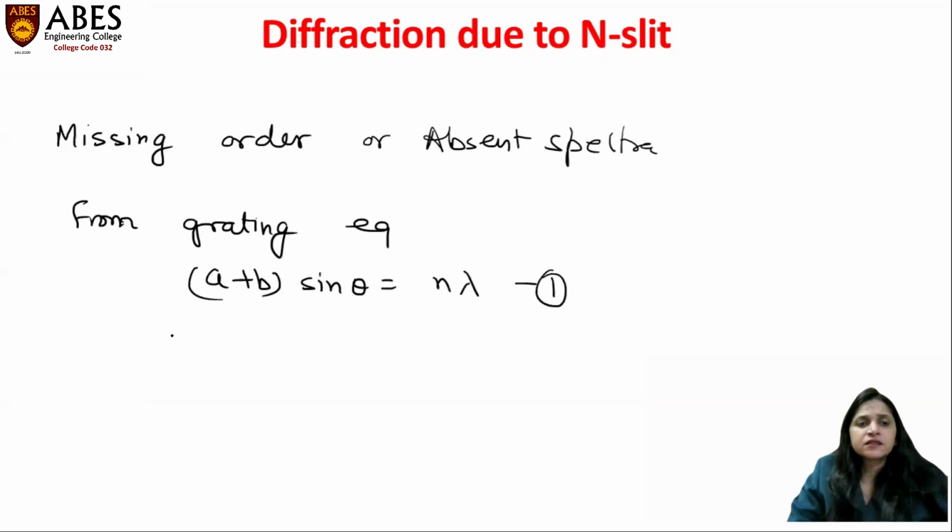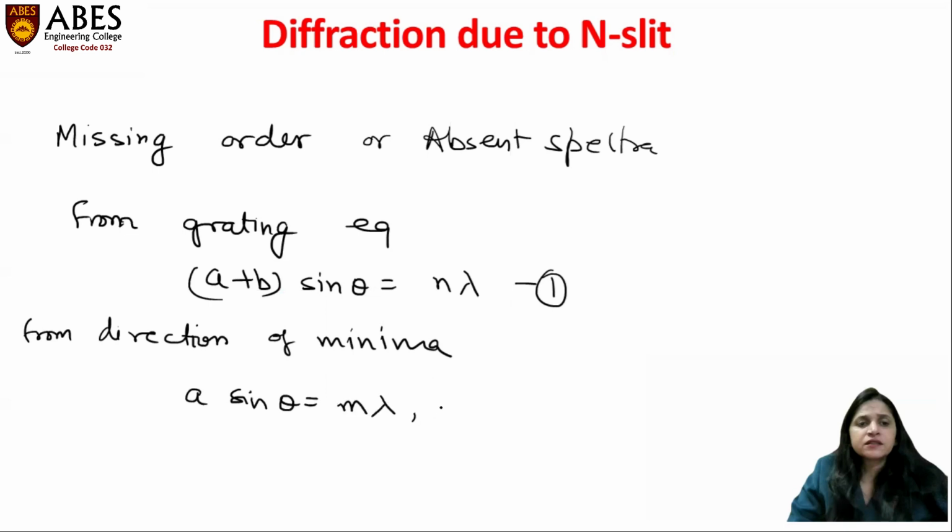This is equation number 1. And from the direction of minima: what is the direction of minima? a sine theta equals m lambda, as every slit is acting as a single slit. Here m equals 1, 2, 3 and so on, and n equals 0, 1, 2, 3 and so on. This is equation number 2. These are the two equations with the help of which we are going to calculate the missing order.